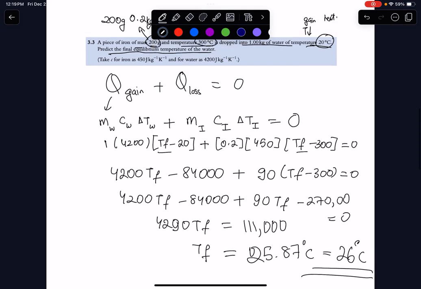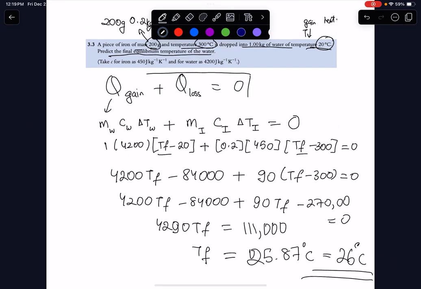So for these types of problems, you need to know this equation, which is fundamental. And this comes from the law of conservation of energy. So the net change in energy is always 0. That's what you need to remember. It's the law of conservation of energy.